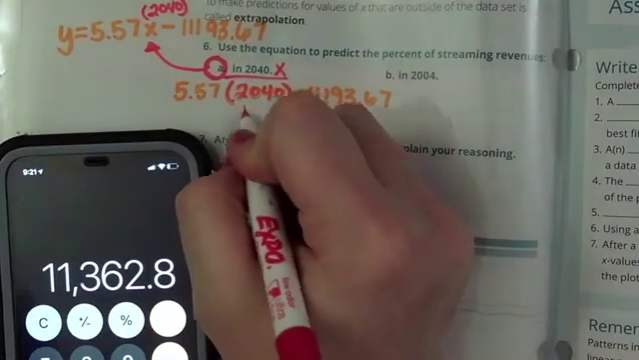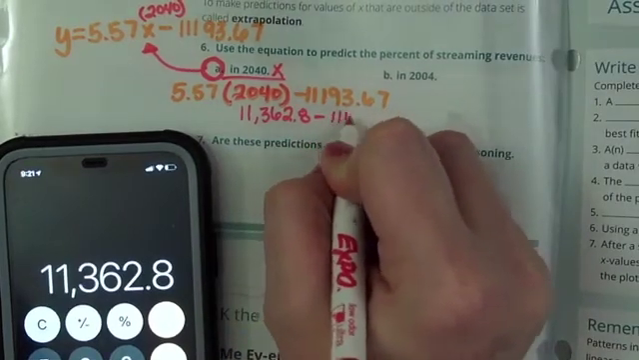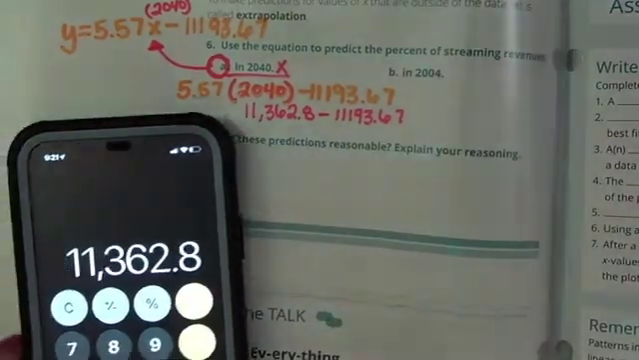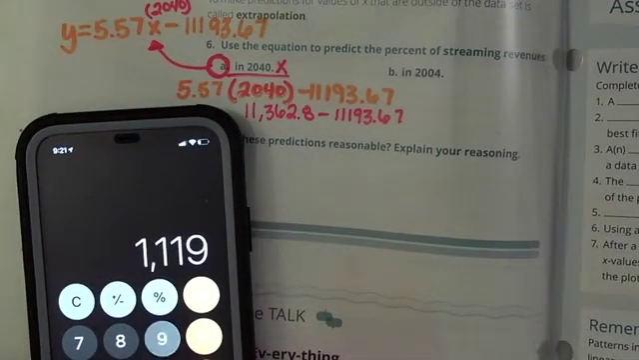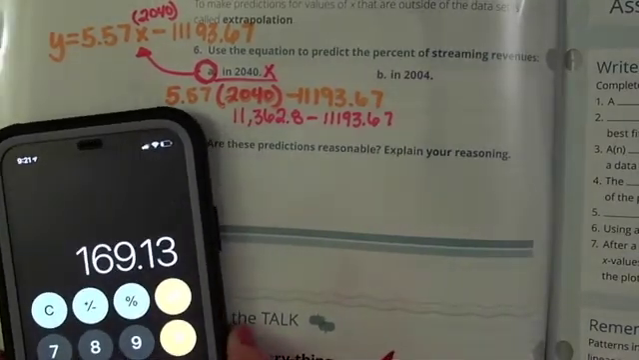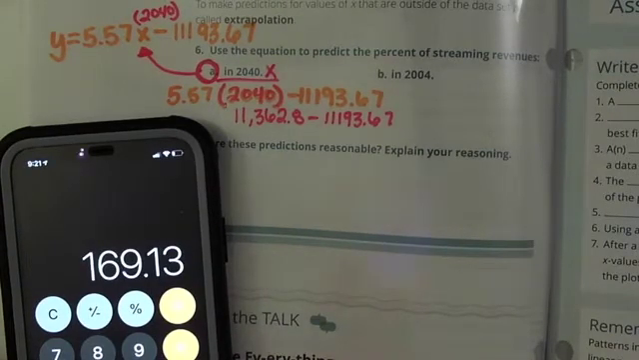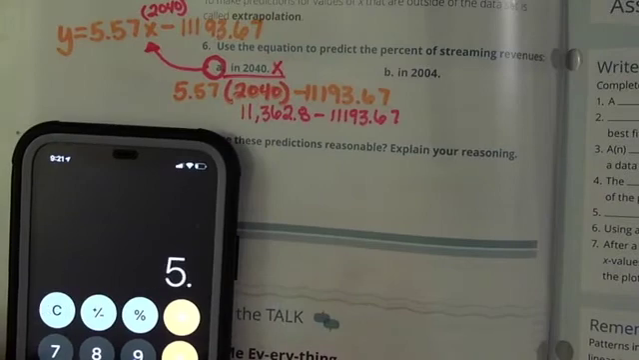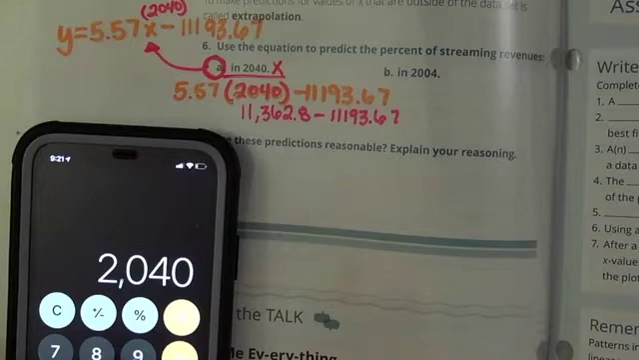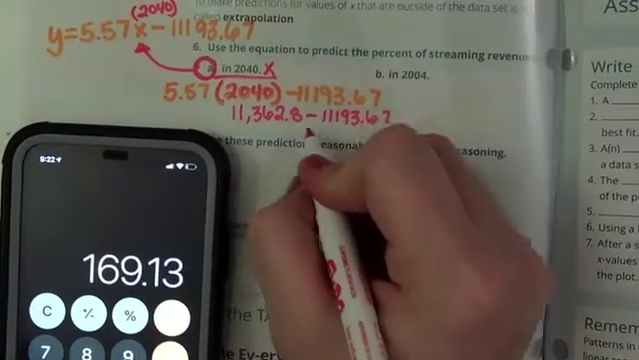And I got 11362.8. Now I need to subtract. So then I'm going to subtract 11193.67. I think I did something wrong. Let me try it again. So 5.57 times 2040 minus 11193.67. So 169%.